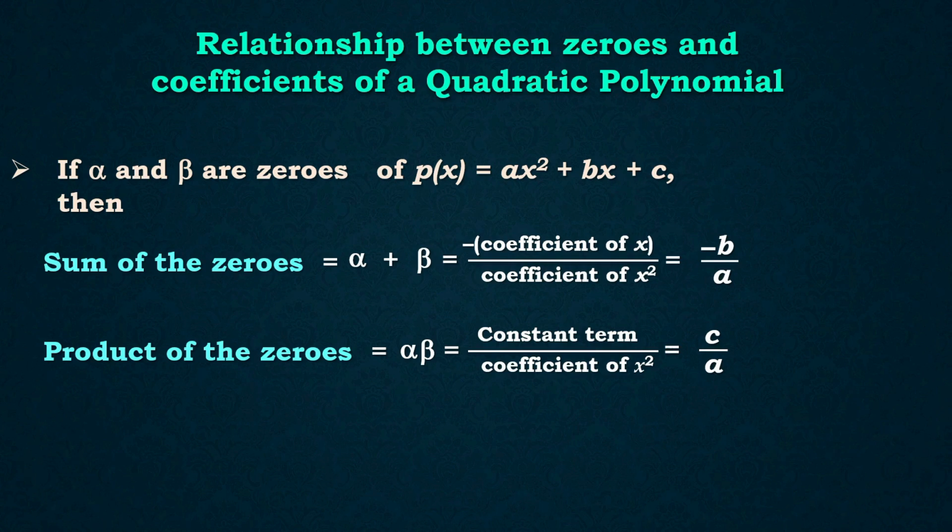Therefore, for the quadratic polynomial ax squared plus bx plus c, the sum of the zeros is negative b divided by a. The product of the zeros is c divided by a. These relationships between zeros and coefficients are very important and are frequently used in Class 10 CBSE board examination problems.